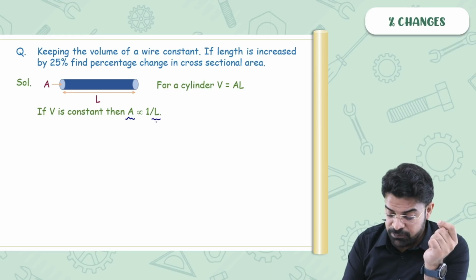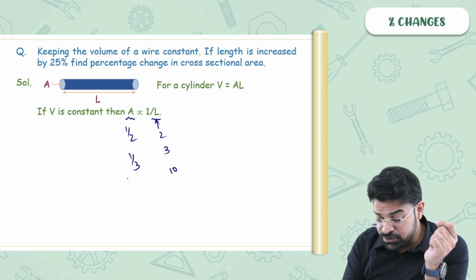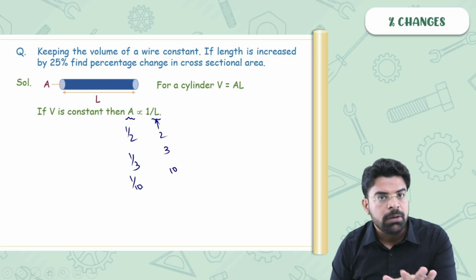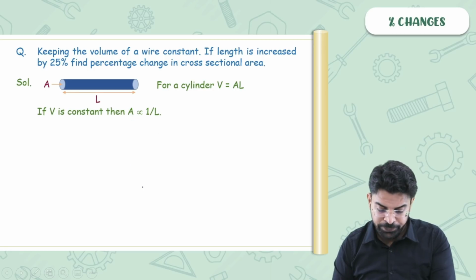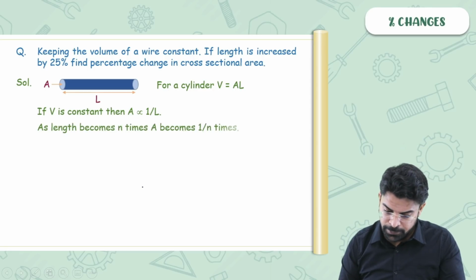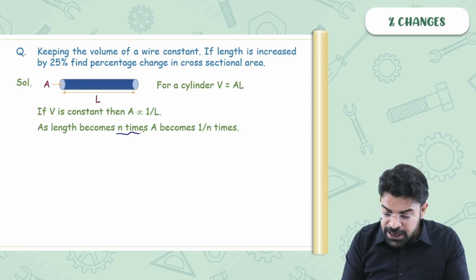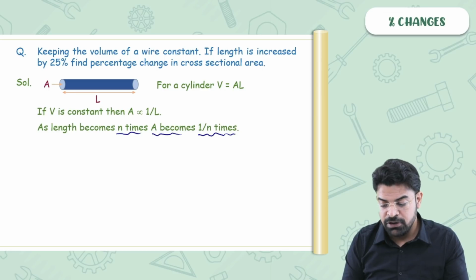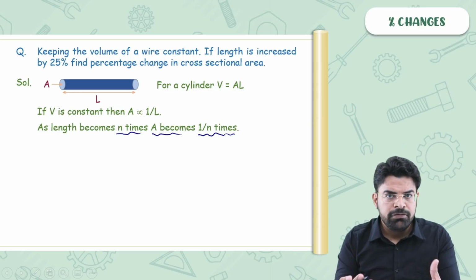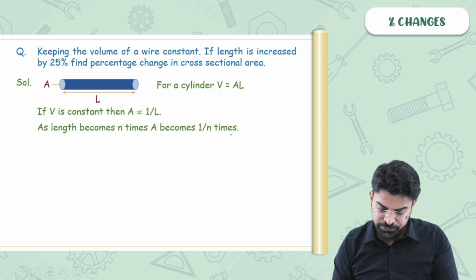It means that when length becomes double, cross-sectional area becomes half. Length becomes triple, cross-sectional area becomes 1/3. Length becomes 10 times, cross-sectional area becomes 1 by 10 times. That is the basic idea. So now here, as the length becomes n times, cross-sectional area becomes 1 by n times. So that is the meaning of being inversely proportional.